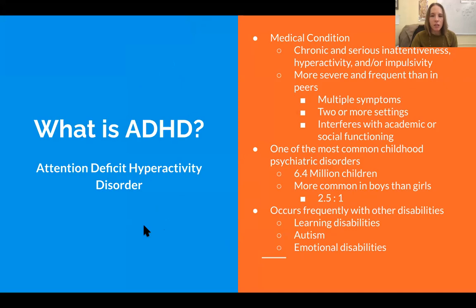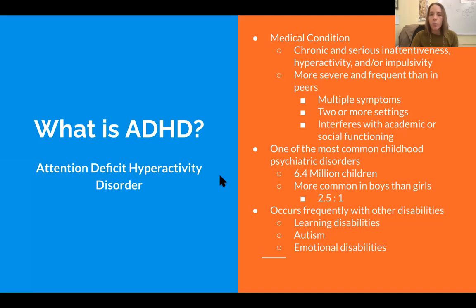It is a medical condition, and some of the things that would be consistent with an ADHD diagnosis would be chronic and serious inattentiveness, hyperactivity, or perhaps impulsivity. This has got to be more severe and frequent than in peers. So in order for there to be an actual medical diagnosis of this, there needs to be multiple symptoms, and it needs to be in 2 or more settings. So for instance, at school and also at home, or for some younger students, maybe at daycare and at home. And then this also would have to interfere with academic or social functioning.